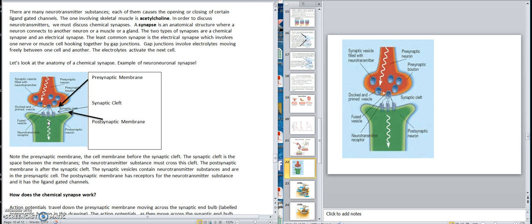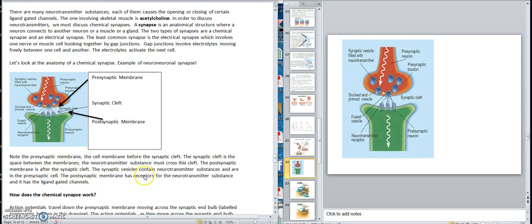Okay? So I want you to study this and look at the drawings in the book. Note the presynaptic membrane, the cell membrane before the synaptic cleft. The synaptic cleft is the space between the membranes. The neurotransmitter substance must cross this cleft. The postsynaptic membrane is after the synaptic cleft. The synaptic vesicles contain neurotransmitter substances and are in the presynaptic cell.